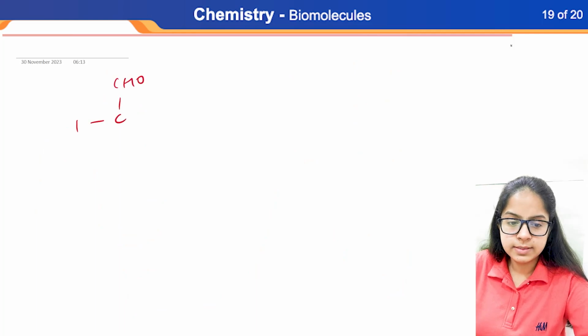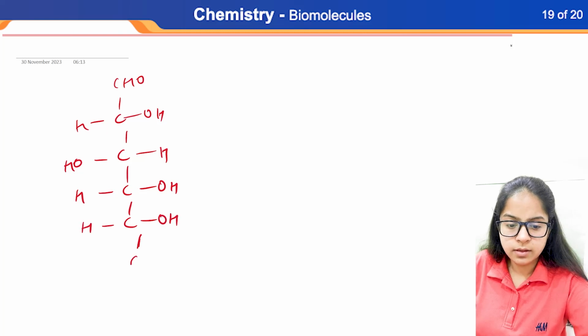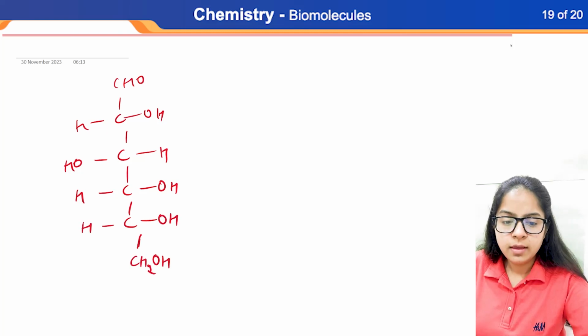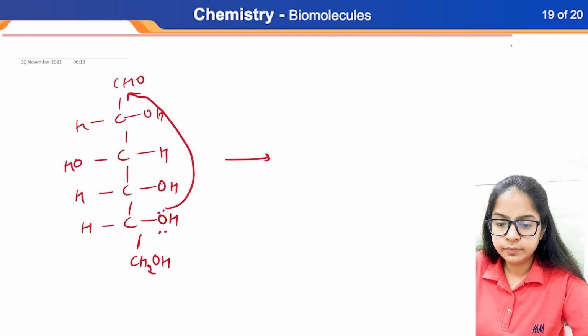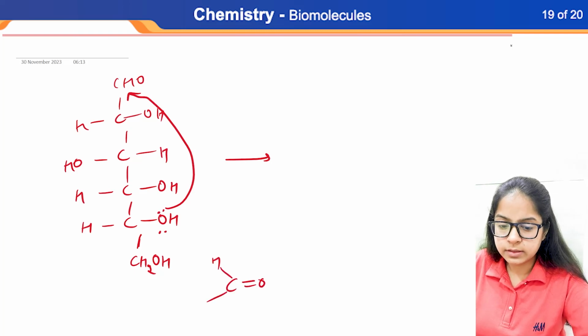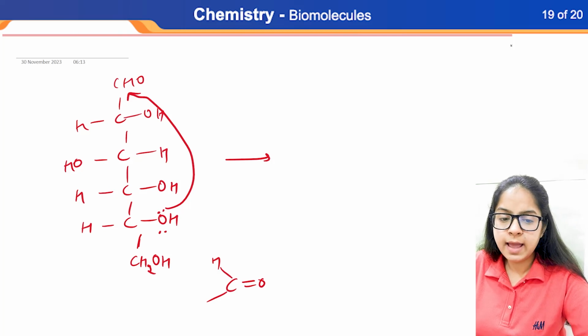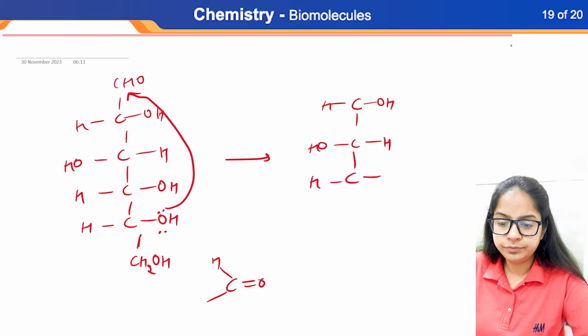CHO, CHOH, OH, H, CHOH, CHOH, and CH2OH. Now this oxygen lone pair is going to attack on this carbon. Okay, this carbonyl carbon is planar in structure. So this oxygen lone pair can attack from the above side and from the below side to form two different structures. How can you make this?